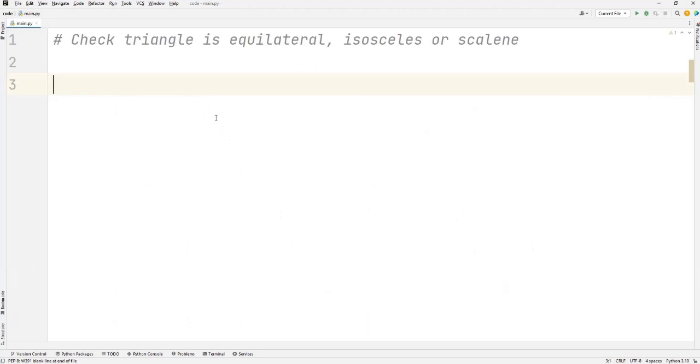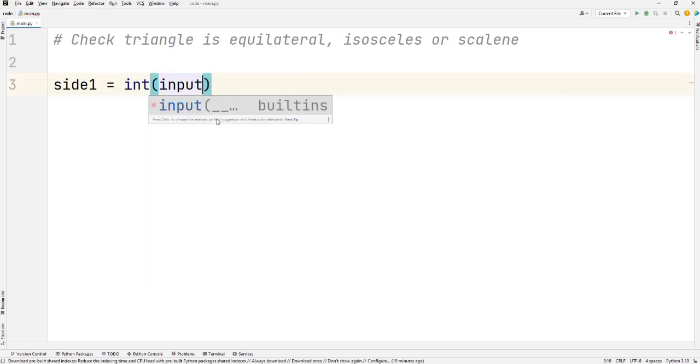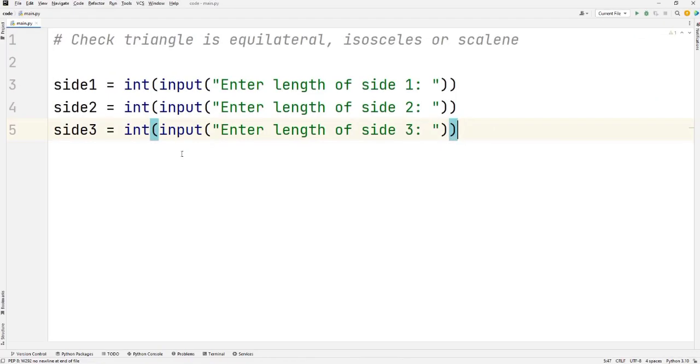So first of all, I have to take the input from the user, and what I'm going to take as input from the user is the three sides of the triangle. So I'm going to take the input one by one, and I'm going to typecast it into integer. So here I have taken the three inputs from the user.